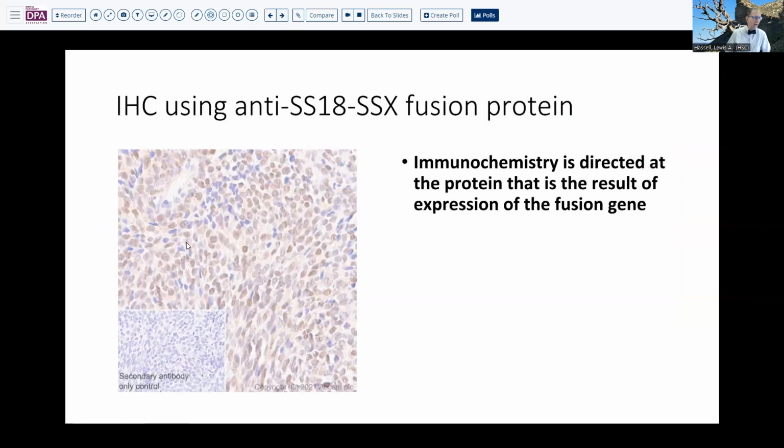So in our particular case, we observed the SS18-SSX fusion protein, giving us then the diagnosis of synovial sarcoma.